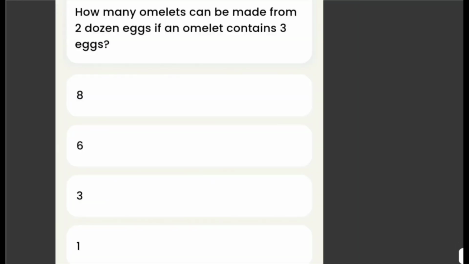How many omelets can be made from 2 dozen eggs if an omelet contains 3 eggs? 1 dozen is equal to 12. So in 1 dozen eggs, there are 12 eggs. Therefore, in 2 dozen eggs, there are 24 eggs. It says here that if an omelet contains 3 eggs, then we just have to divide 24 by 3.